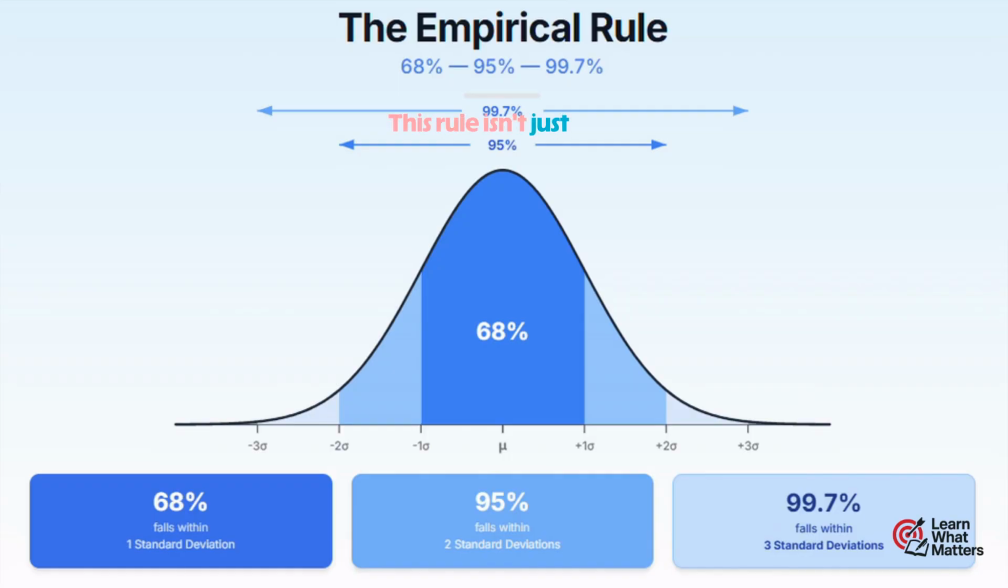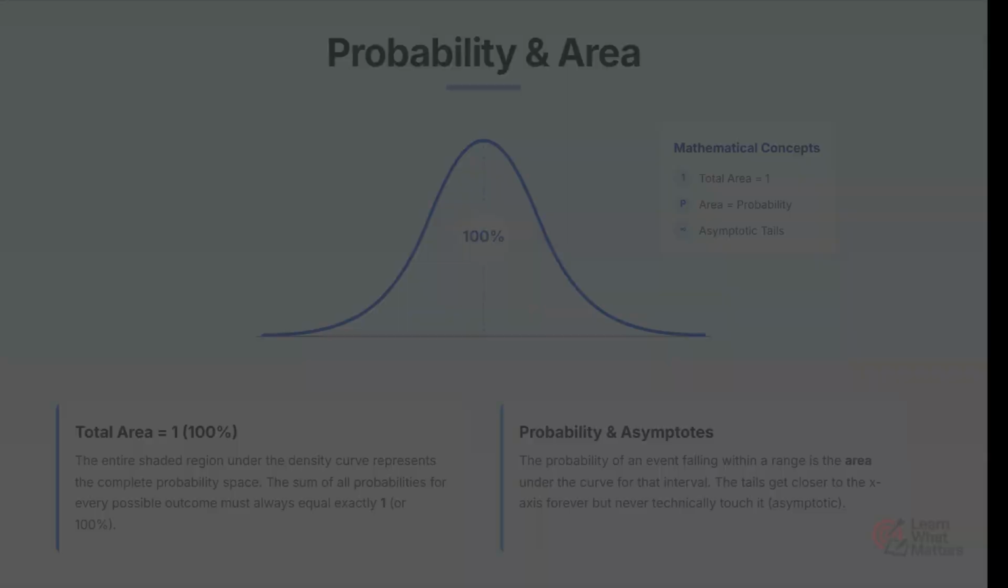This rule isn't just descriptive, it's for setting thresholds. Quality control, flag defects at 3 SD. Fraud detection, investigate transactions beyond 2 SD. A/B testing, results 2 plus SD apart equals statistically significant.